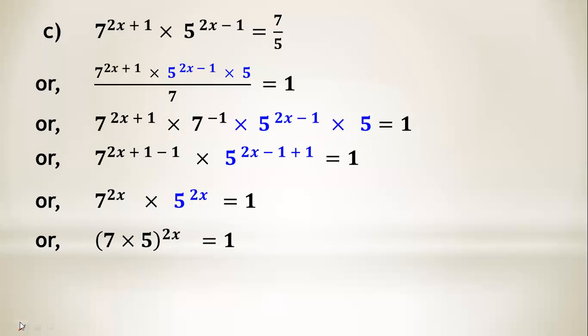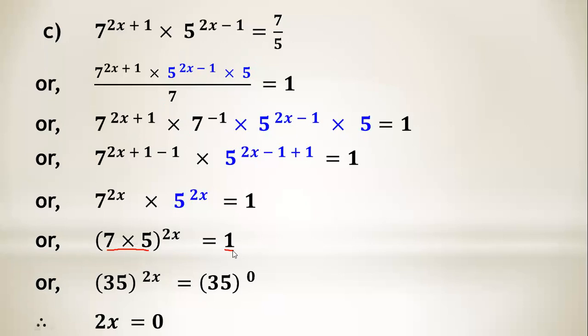Now let's look at the left hand side. There is 7 times 5, which is 35. So 35 to the power 2x. Now if you look at the right hand side, there is 1. Can 1 also be written in terms of base 35? Yes, it can be written as 35 to the power 0. Now, by using the axiom of the exponential equation, as the bases are the same, we can equalize the powers. That means 2x equals 0. Eventually, we have got the value of x as 0 by 2, which is simply 0. So in this way, we can solve question number C as well.